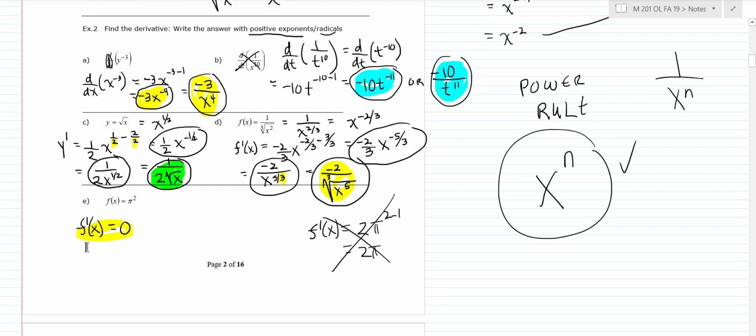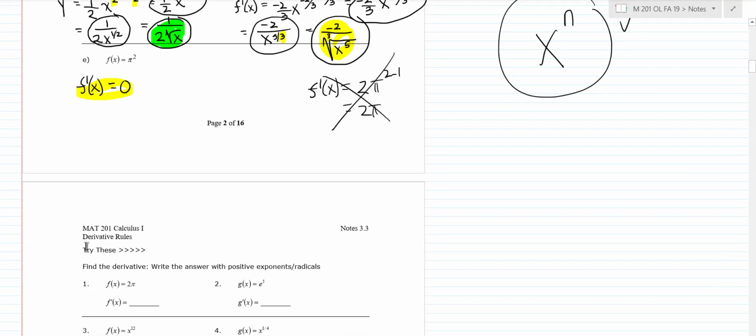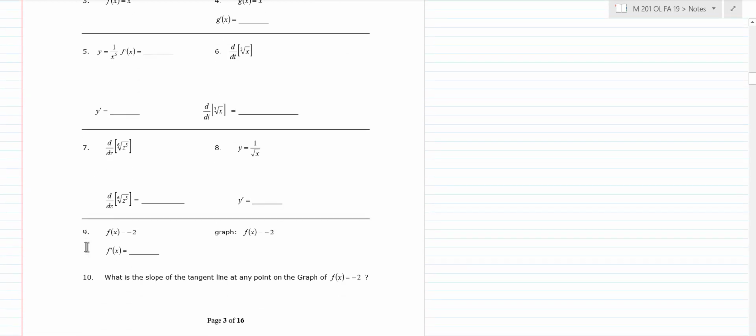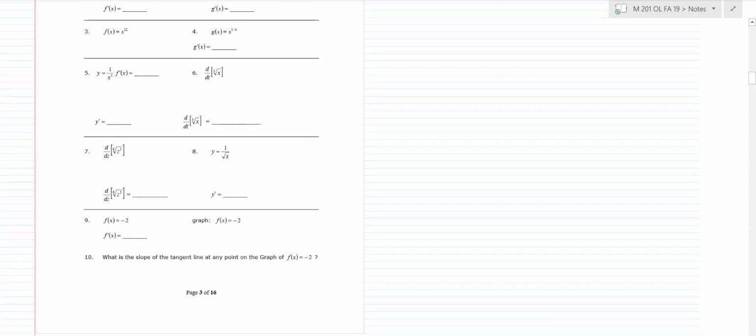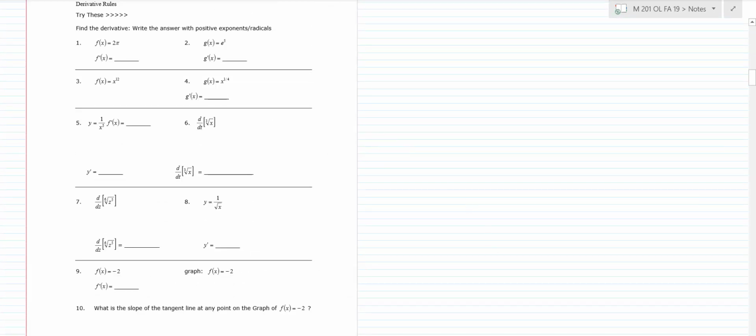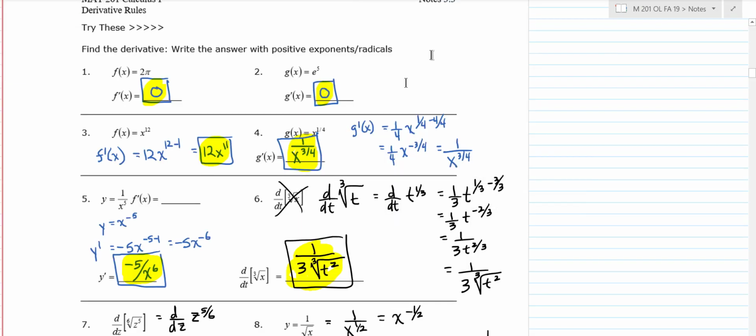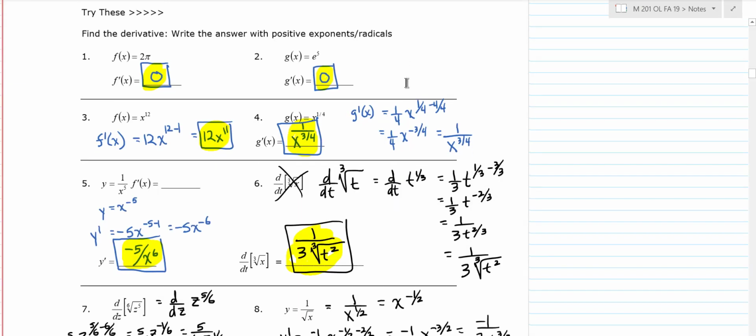So we're going to go to the next page. And on this next page, I'm going to put you to work and let you do a round of problems here. So go ahead and pause the video and see how many of these you get right. Hopefully you get them all right. Okay, so moment of truth. Let's see how we did.